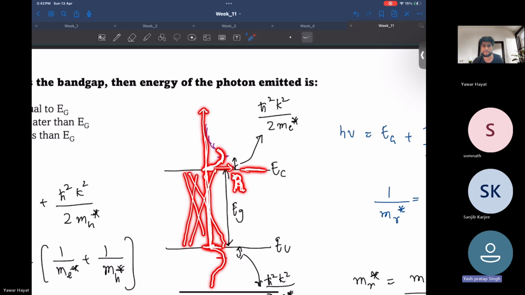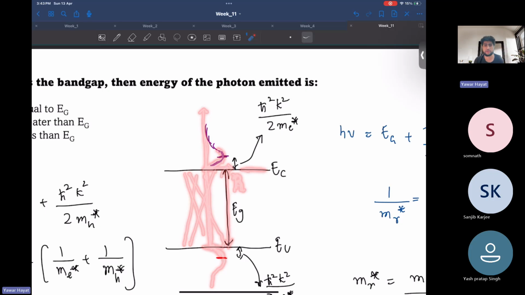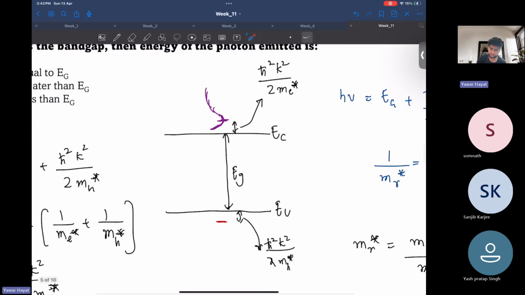Does it? Yes, sir. Okay. At Eg, it's 0. But even if you move slightly greater than Eg, you'll have a finite emission. Why? Because it becomes non-zero. This is for electrons, and this is for holes. I hope I made it clear. If you still have doubt, you can skip. The question was from Sanjeev. So, Sanjeev, are you convinced? Yes, sir. Okay, thank you.